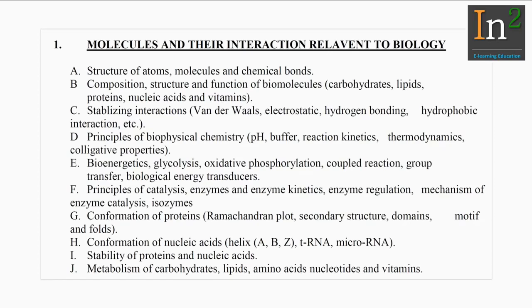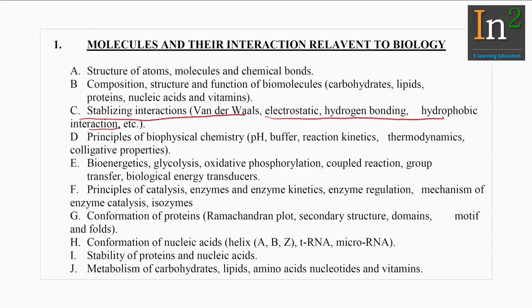A similar understanding of chemical bonds is required in unit number 1 of the CSIR NET syllabus. In point C, van der Waals, electrostatic, hydrogen bonding, and hydrophobic interaction are all examples of different kinds of chemical interactions or chemical bonds. Although unit number 1 contains 10 different topics, only one topic defines the stabilizing interactions.